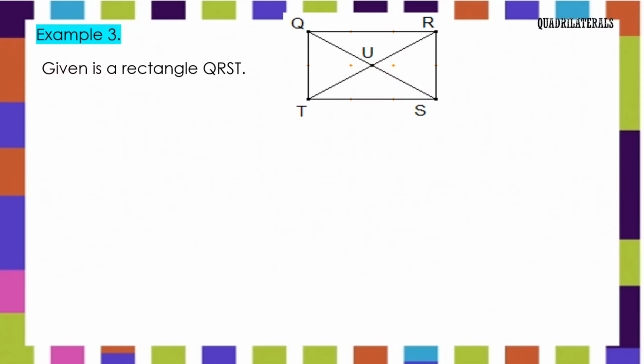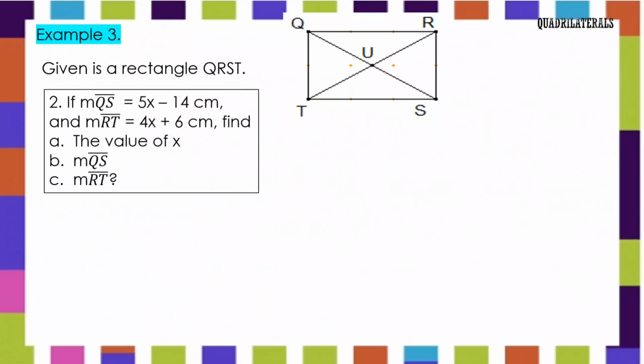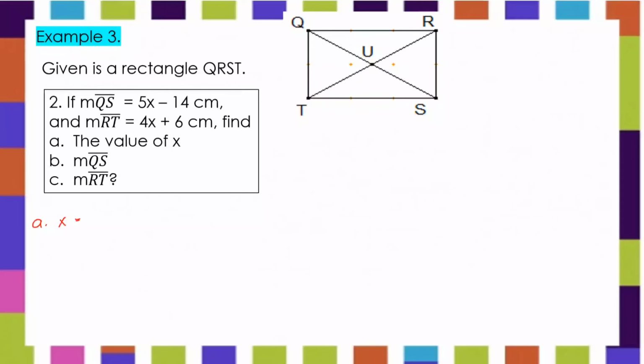So, given rectangle QRST with diagonals QS and RT that meet at point U. So, meron tayong given dito that QS is equal to 5x minus 14 centimeters. RT is equal to 4x plus 6 centimeters. So, letter A, we need to find the value of x. Okay? So, for the value of x, gagamitin natin yung mga given natin, the measure of diagonal QS and the measure of diagonal RT.